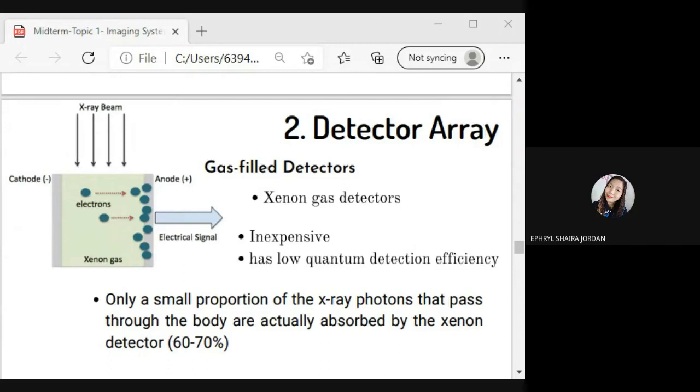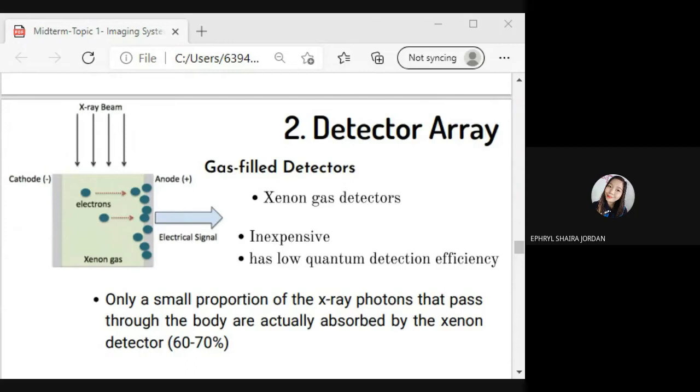So these are gas-filled detectors. This is also known as xenon gas detectors or xenon detectors. When the X-ray beam interacts with the xenon gas, the gas is ionized, and the electrons produced then travel and accumulate at the anode. This is then transmitted into an electrical signal which is sent to a computer system. Although this type of detector is relatively inexpensive, or cheaper, it has a low quantum detection efficiency.